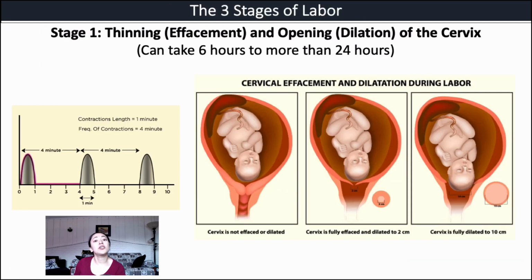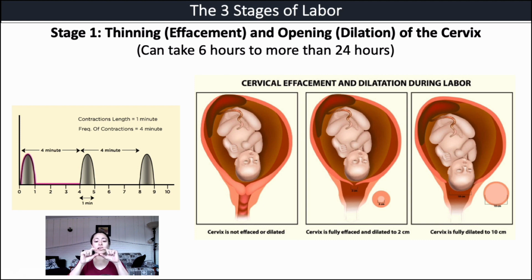The final thing that I'm going to talk about in this lecture video is the 3 stages of labor. And what I want you to know here are just the characteristics of each stage of labor. So stage 1 of labor is characterized by thinning and opening of the cervix.